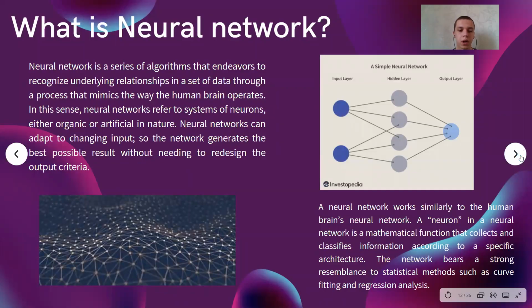So what is a neural network? Neural networks are a set of algorithms modeled loosely after the human brain that are designed to recognize patterns. They interpret sensory data through a kind of machine perception, labeling, or clustering raw input. The patterns they recognize are numerical, contained in vectors, into which all real-world data, be it images, sound, text, or time series, must be translated. Neural networks help us cluster and classify. Here you see a simple neural network on the right.